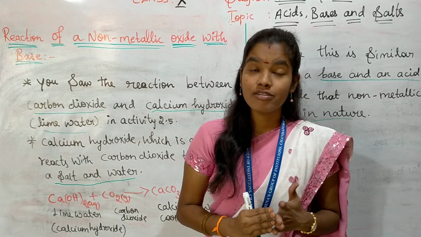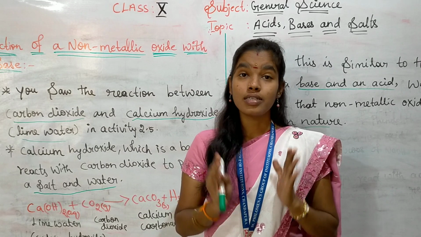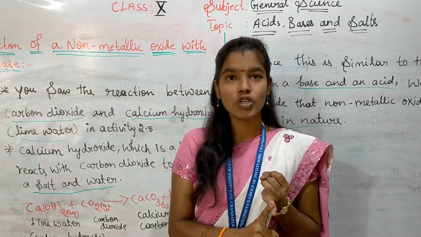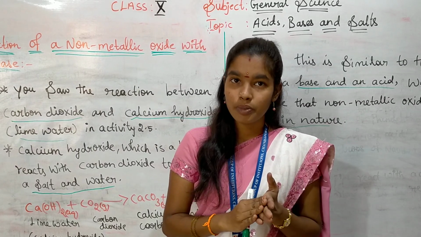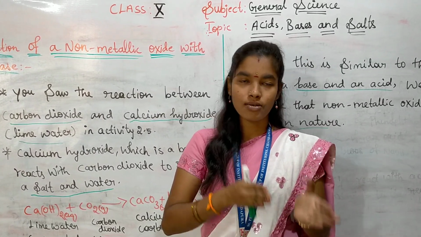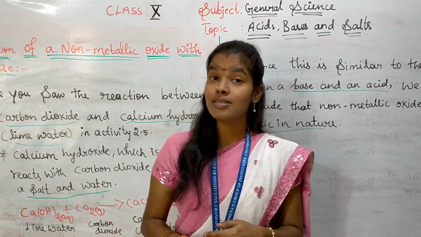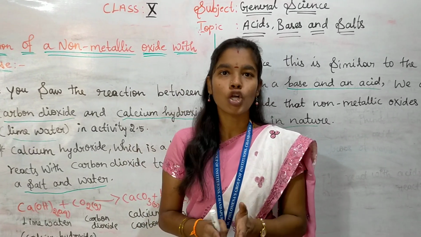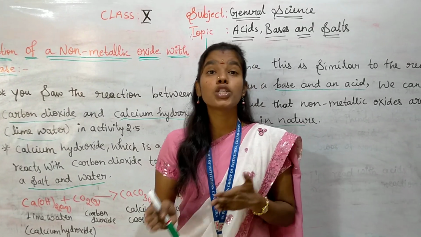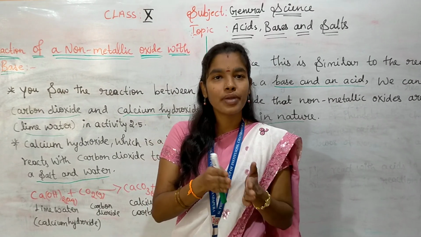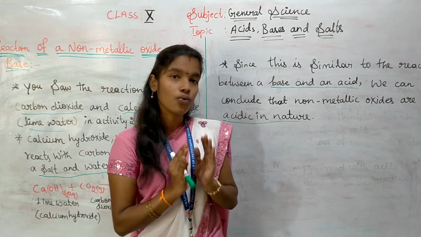In this session we have discussed 3 topics, children. First, the reaction of acids and bases: an acid and a base react with each other. What is the general formula? Base reacts with acid to give salt and water. The next topic is the reaction of acids with metallic oxides. It is similar to the reaction between base and acid, so metallic oxides are basic in nature.